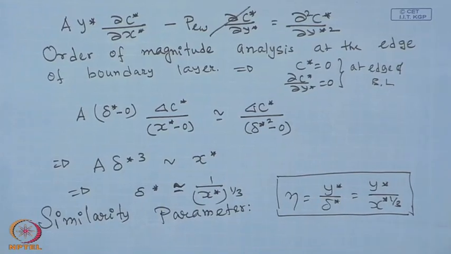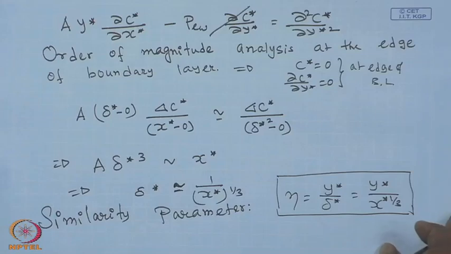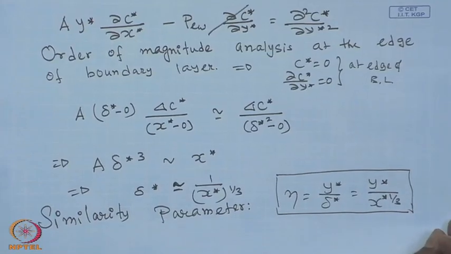If you look into the earlier problem, the similarity parameter was y star by tau to the power half, but in this problem it becomes y star divided by x star to the power 1 upon 3. So, we identified the similarity parameter. What is next is to express all the partial derivatives of the governing equation in terms of the similarity parameter, so the partial derivatives become total derivatives.